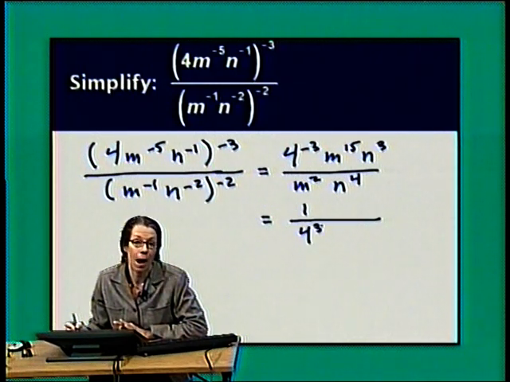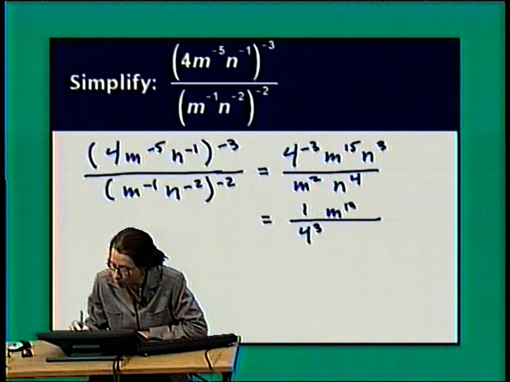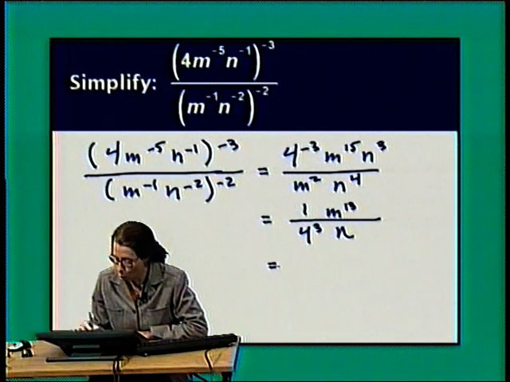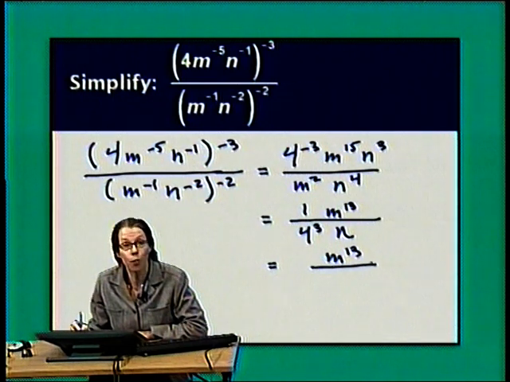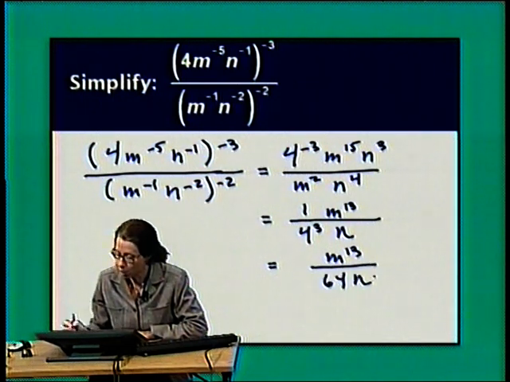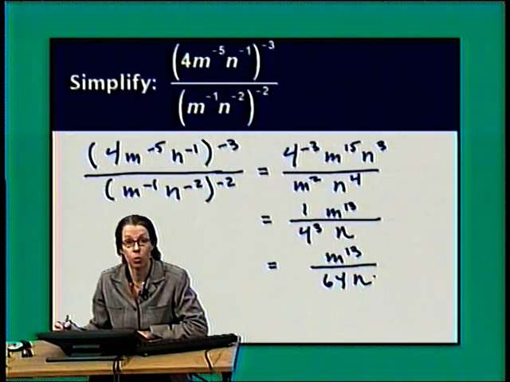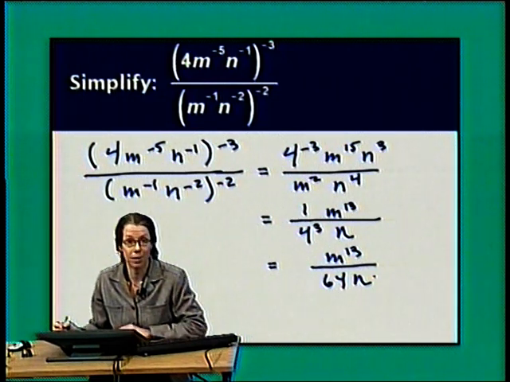Now with my powers of m and my powers of n, I can just apply the quotient rule. I have m to the 13th, and then I have 1 factor of n in the denominator when I simplify. Only thing that's left to do is some arithmetic. 4 cubed is 64, so I end up with m to the 13th power over 64n. You may want to try this problem and see if you can do it applying the rules in another order and come up with the same result.